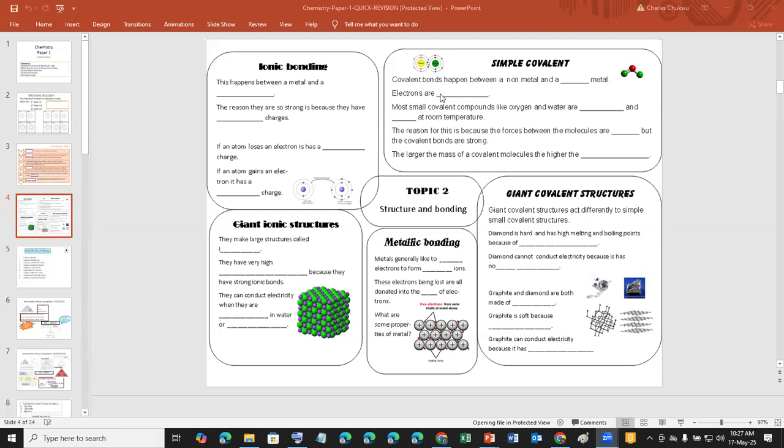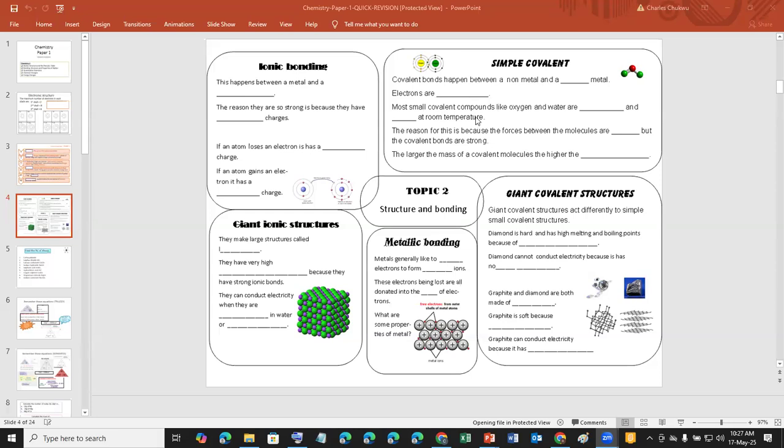So electrons are what? Shared. The difference between covalent and ionic is that instead of one giving off totally and the other receiving totally, in covalent both of them are sharing it. It's not a total give off and it's not a total reception. So you can just fill it in there that electrons are shared.